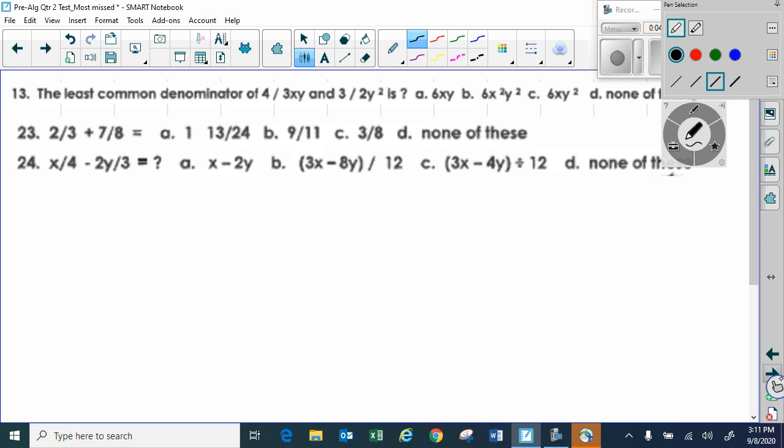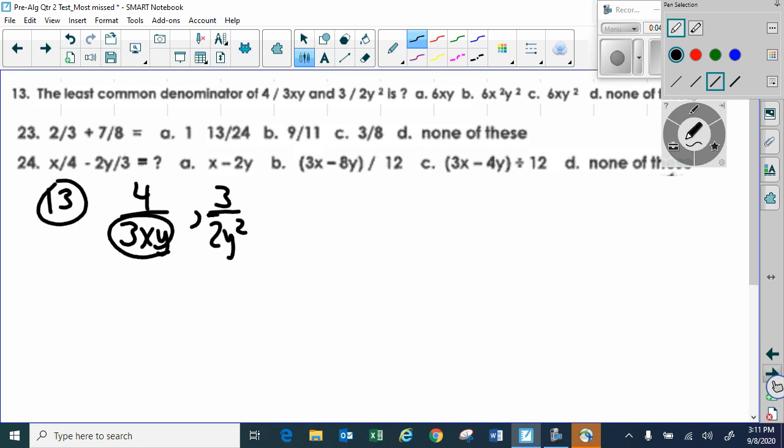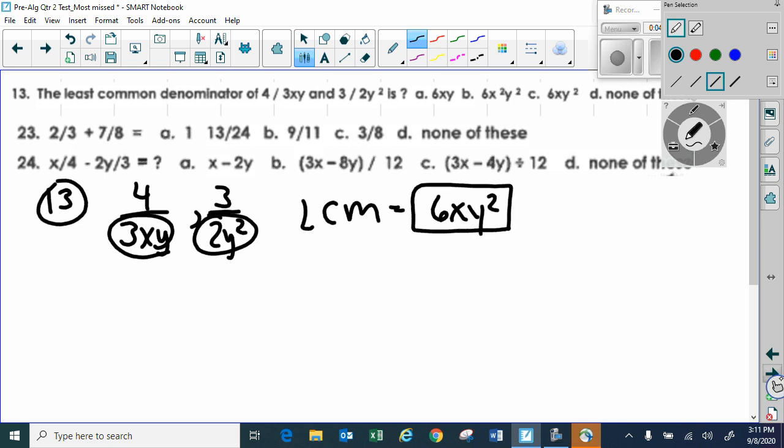13 here, the least common denominator. It's the same idea that we're just doing. I have 4 over 3xy and 3 over 2y squared. So I'm comparing what's the least common multiple, that's another name for the least common denominator of those two. Okay, so least common multiple for 2 and 3 is 6. If I take the most, there's one x there and there's none in the other, and there's one y here and there's two y's. So I have to take the two y's, the most. Okay, 6xy squared, which is c.